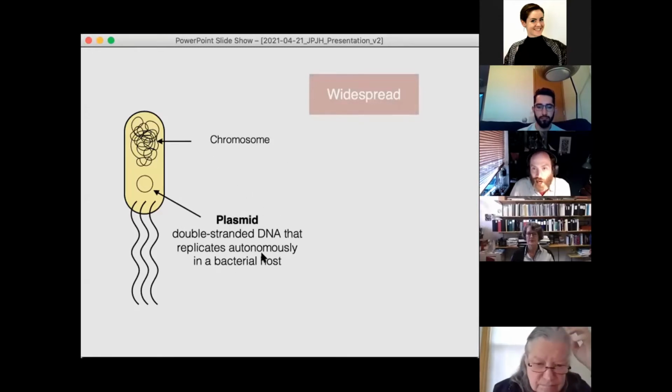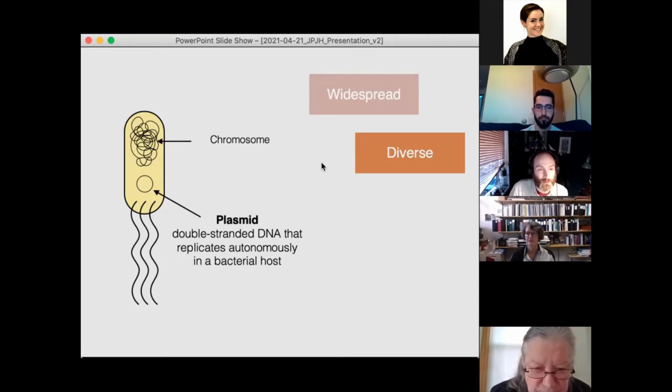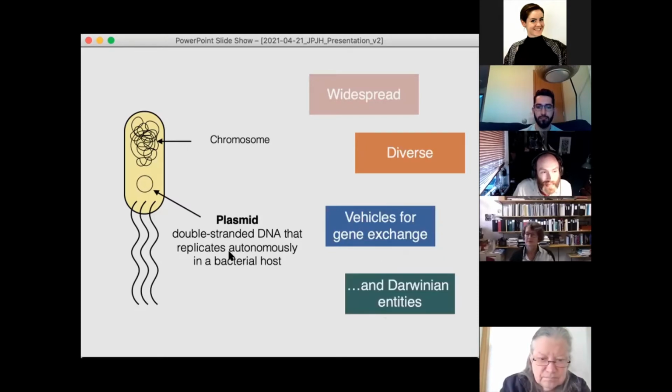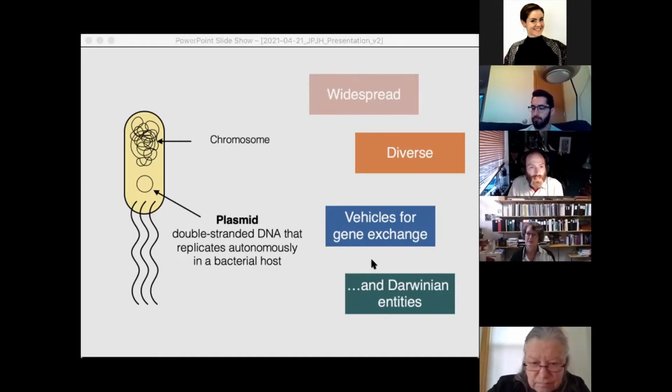They're naturally occurring, so I know lots of people are familiar with plasmids because of their role in biotechnology, but it's really important to emphasize that any kind of environment that you go to, you can find diverse mobile genetic elements. They're these important vehicles for gene exchange, and the key thing is that because they have this autonomy, because they replicate separately in a bacterium, they are Darwinian entities. They have fitness interests, which may be different from the other genes in this bacterium. Okay, so we want to try and understand plasmids.